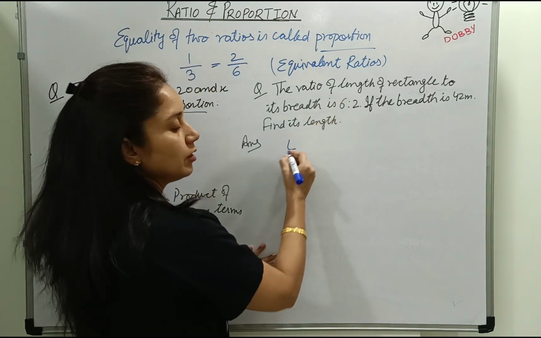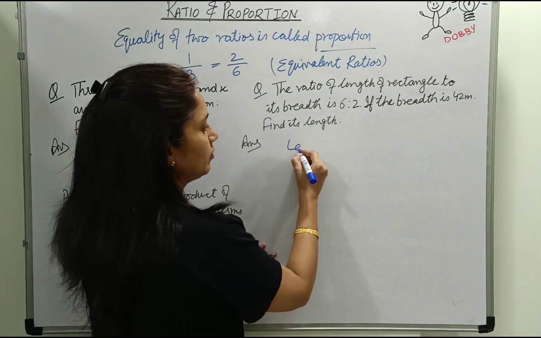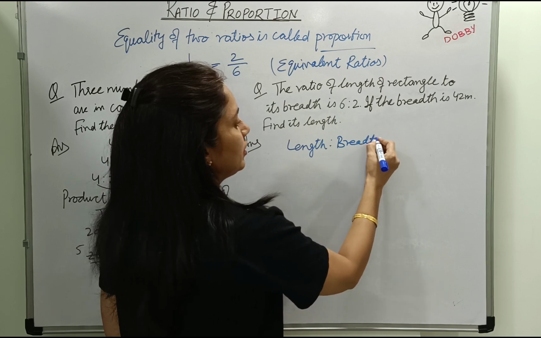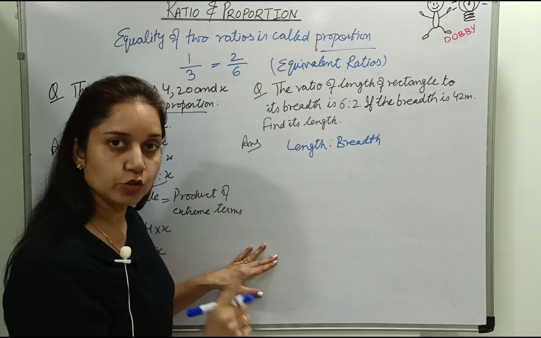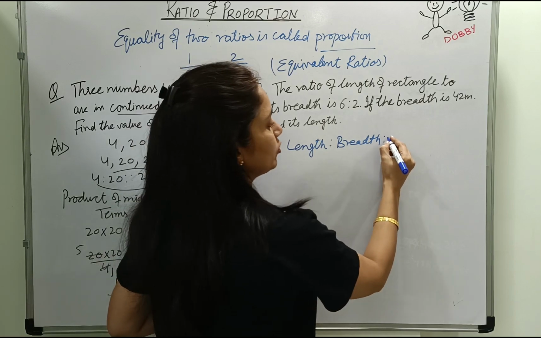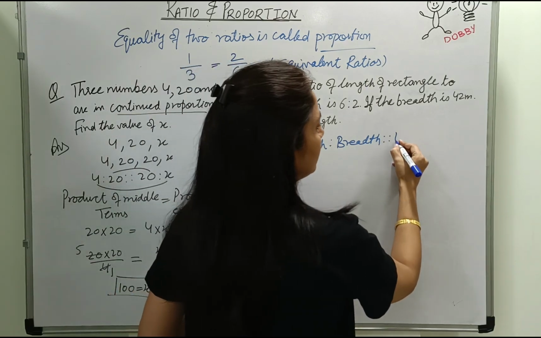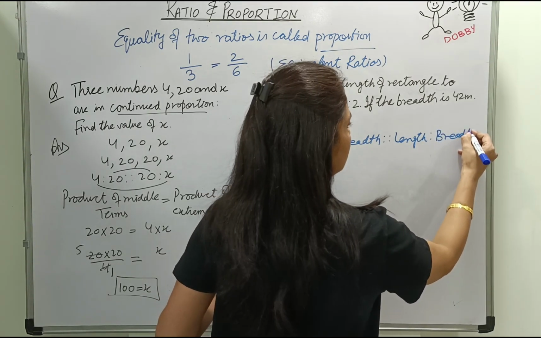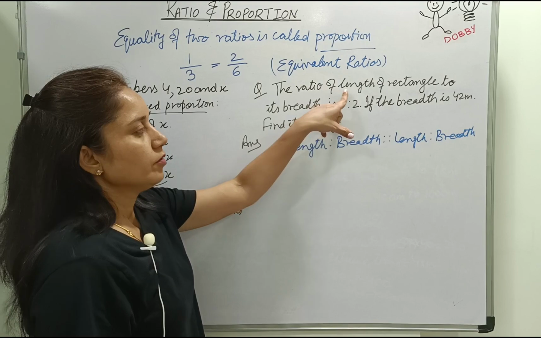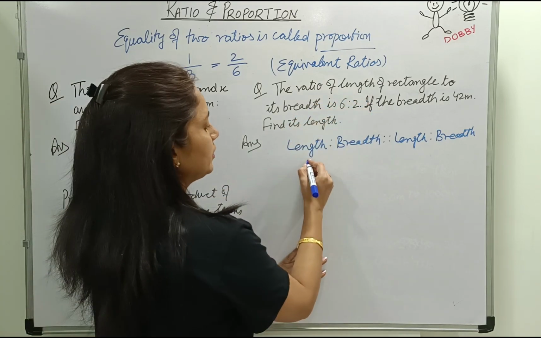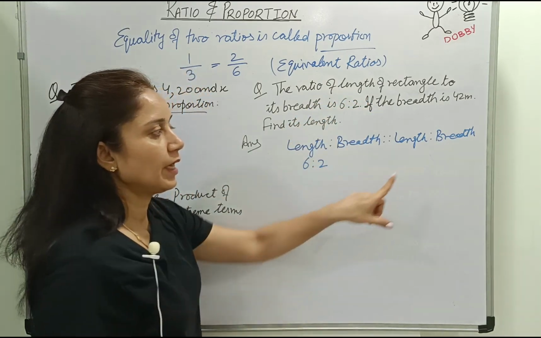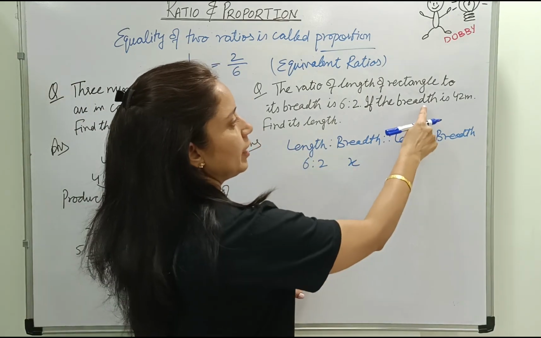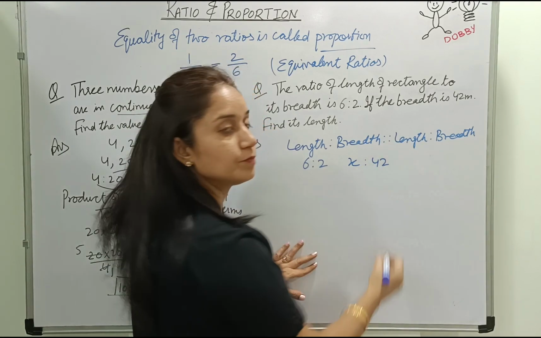So length, let us write the names first. Length is to breadth. The way you are writing the first ratio, same way you have to write the second ratio also. Proportion sign, length is to breadth. Now as per the question, length is to breadth is 6 is to 2. And here we have to find the length. So let the length be x and breadth is given to us 42.